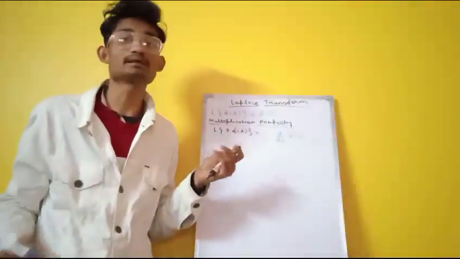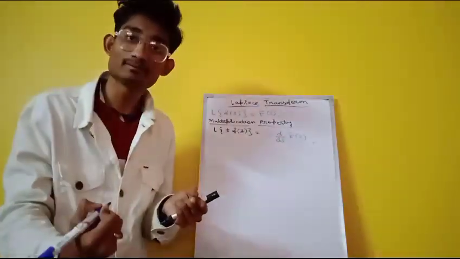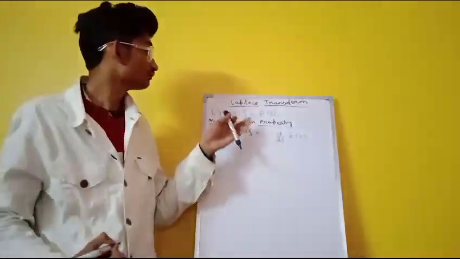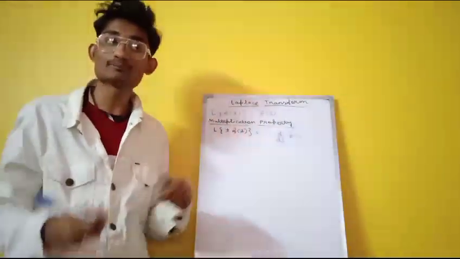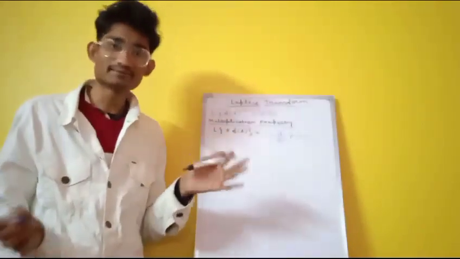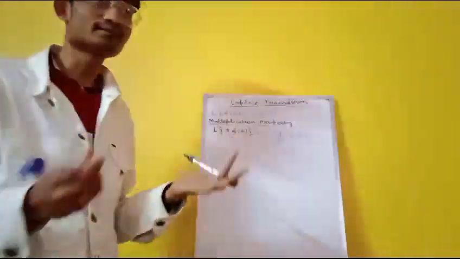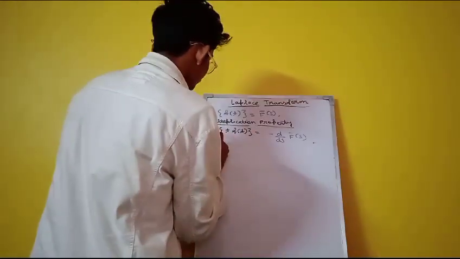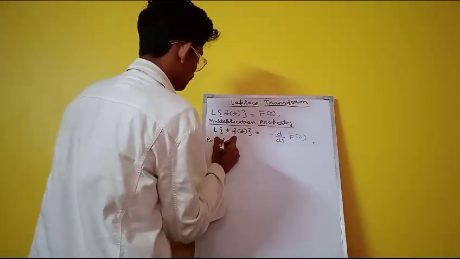When the factor is multiplied by t, you just get the derivative with respect to s of the original function, that is F bar of s, and put the negative sign over here. That would be it. So how can we derive it, and we'll see example problems on this. So proof or derivation, whatever you say.